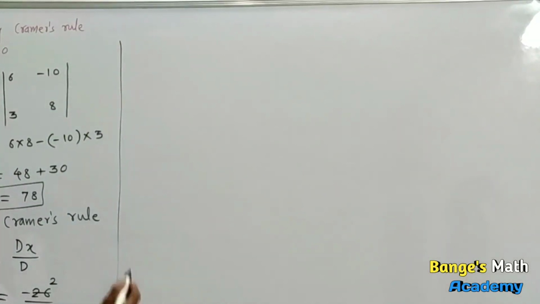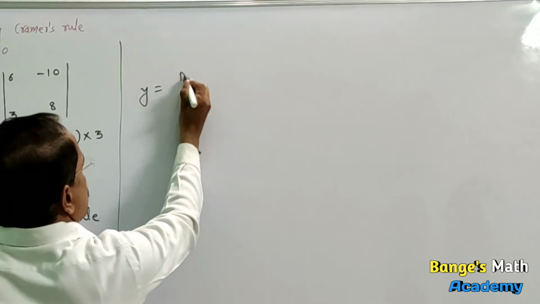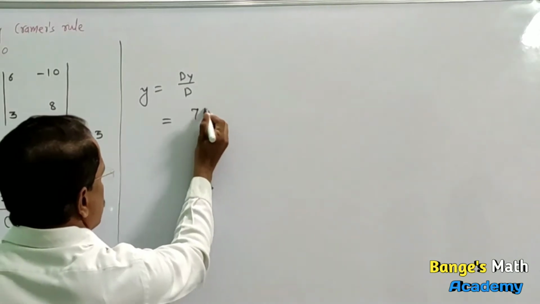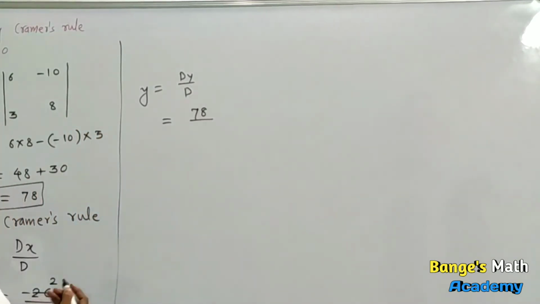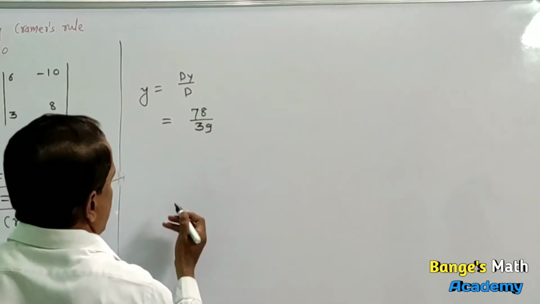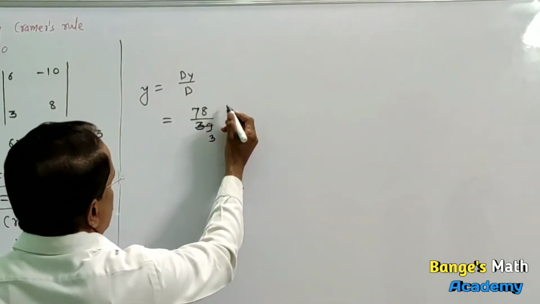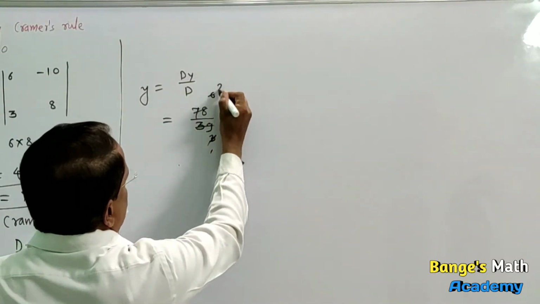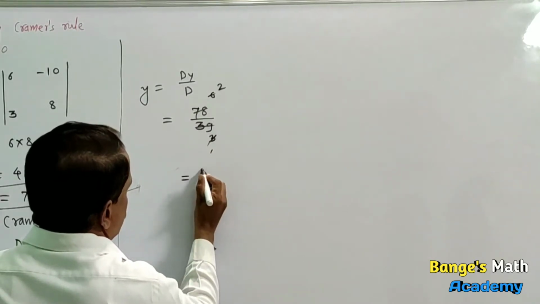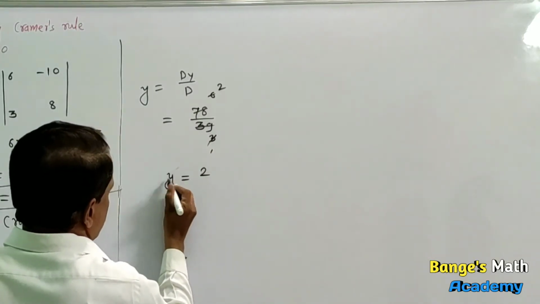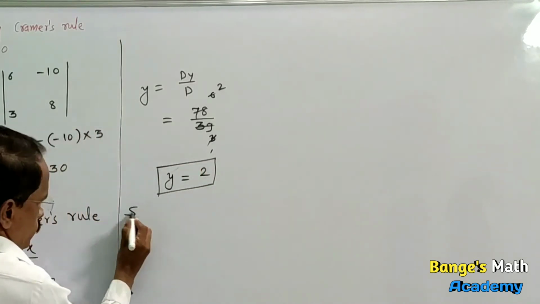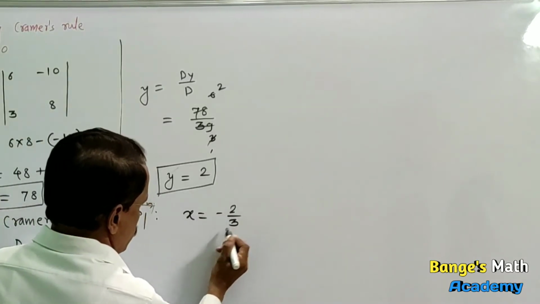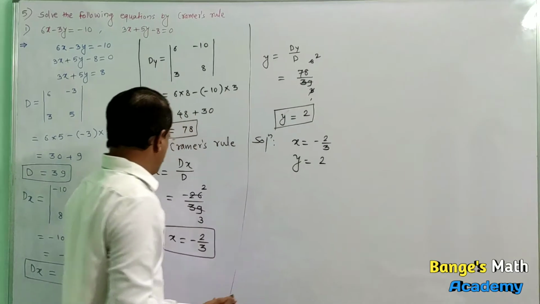Then find the value of y. y is equal to dy upon d. The value of dy is 78 upon the value of d, 39. Again by cancelling, 13 3s are 39, 13 6s are 78, 3 1s are 3, 3 2s are 6, is equal to 2 upon 1, means 2. The value of y is 2. Solution: x is equal to minus 2 upon 3 and y is equal to 2.